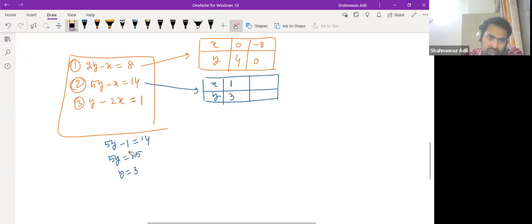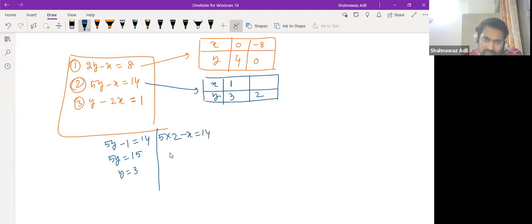If you take y equal to 2, this is 5 into 2, and minus x is 14. So this is 10 minus x equals 14. So minus x is 14 minus 10, which is 4. So x is minus 4, right?